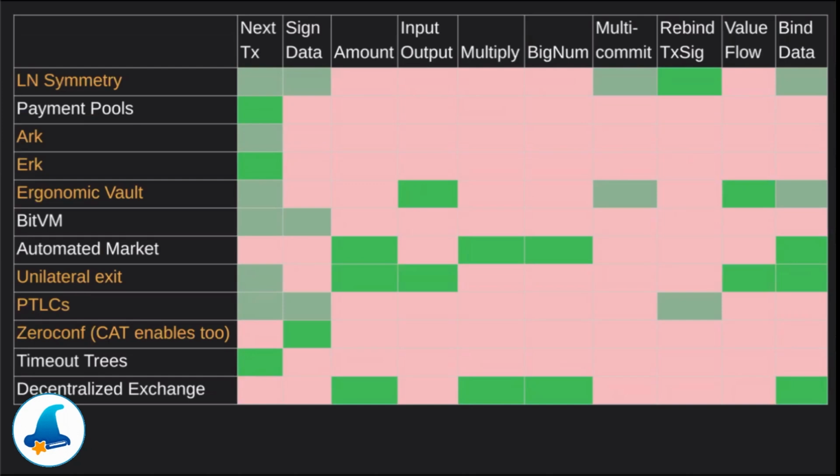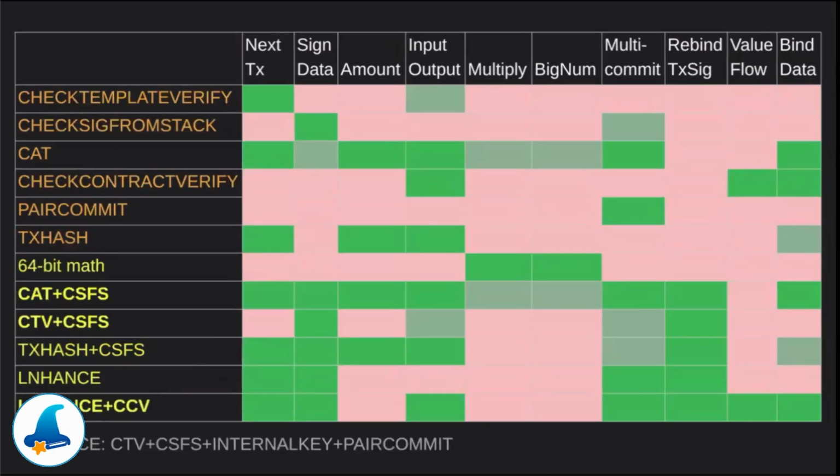We want these better second layers that offer unilateral exits. We want better vaults, right? And so there's not complete mapping because I'm also probably bad at talking into microphones, so sorry about the sound quality. So we want ordinary vaults, but that one is not there from just CTV and CheckSigFromStack. But if we do CheckContractVerify too, we fill in that input-output column as well.